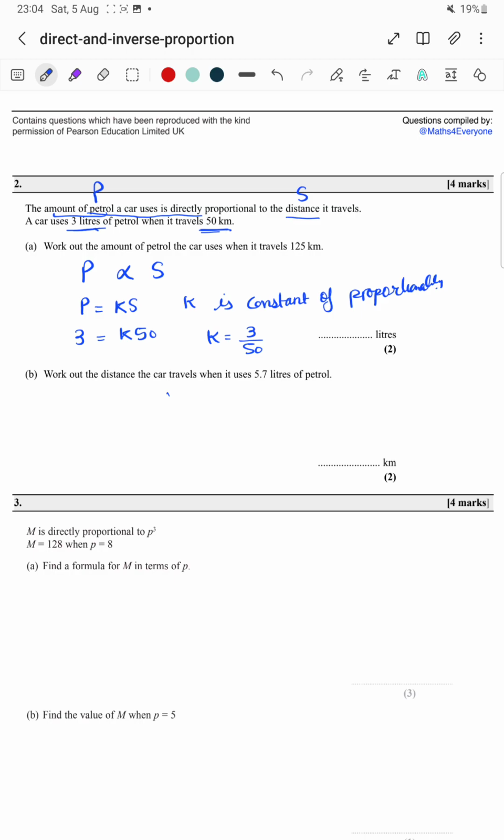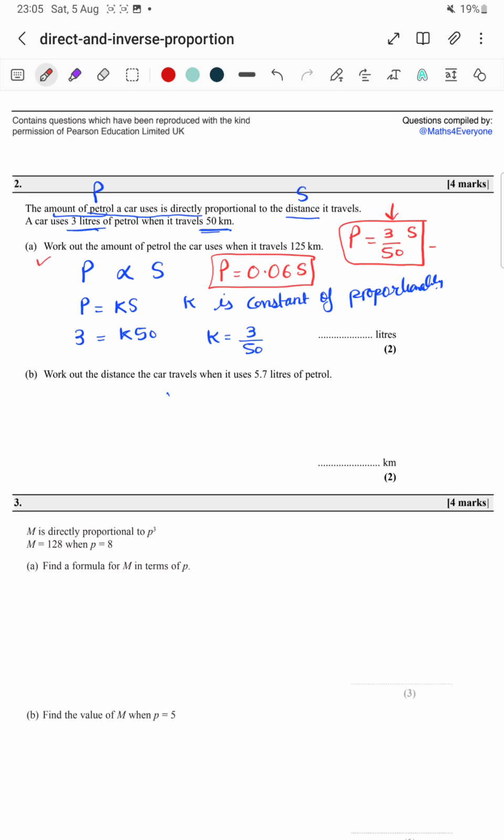So my equation now will become P is equal to 3 over 50 times S. You can convert this 3 over 50 into decimals also, it is up to you, but as they haven't said anything, so we are free to choose. If you want to use that way, so P will be equal to 0.06 times S. Let me rewrite it in a better way. So I can write P is equal to 0.06 S. This is a rule which is connecting P and S.